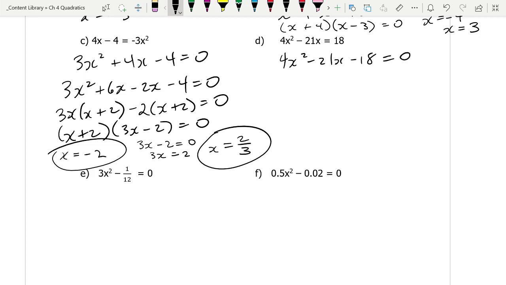Now what? Oh, that almost looks like it could factor, right? There's a 2 in the 4 and the 18, but there's no 2 in 21. Nope. All right, what's 4 times 18? I don't even know what 4 times 18 is. I got to think about it. 72? What 2 numbers times to make 72 and they're 21 apart, right?